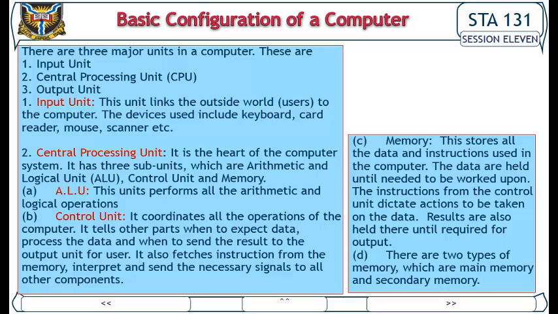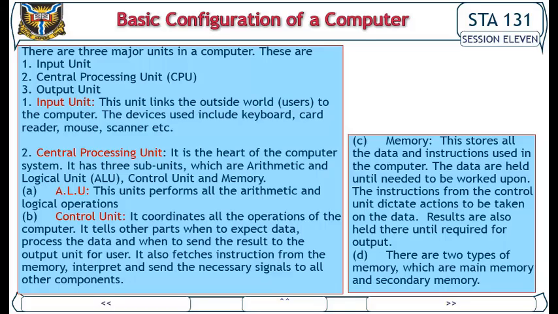2. Central processing unit. It is the heart of the computer system. It has 3 subunits, which are arithmetic and logical unit, ALU, control unit, and memory. A. ALU. This unit performs all the arithmetic and logical operations. B. Control unit. It coordinates all the operations of the computer.